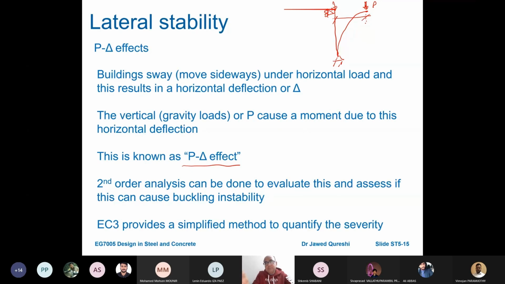So this will not only generate a vertical load, but because of the geometry, it is going to cause some kind of P delta effect. For the P delta effect, we have to evaluate the second order analysis, which means that we have to carry out nonlinear buckling analysis, which will always give us the accurate results. Normally, for analyzing buildings, we use first order analysis, which means the linear analysis. Eurocode 3 provides a very simple method to quantify the severity of this P delta effect.